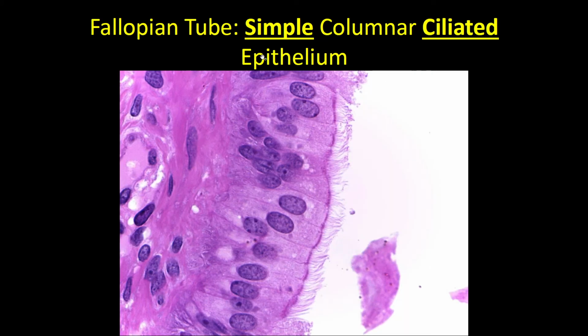Taking a look here, we have, once again, a simple columnar ciliated epithelium. Ciliated is referring to the fact that these guys have cilia on top. And once again, basement membrane, lumen, only one nuclei, and they're very column shaped.